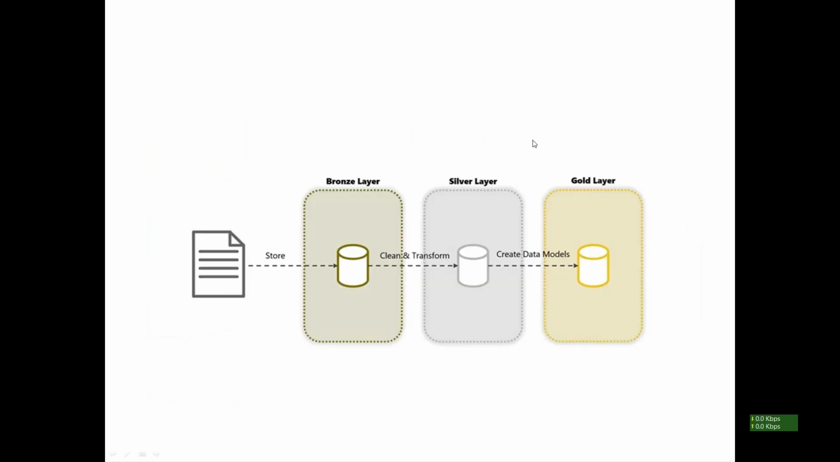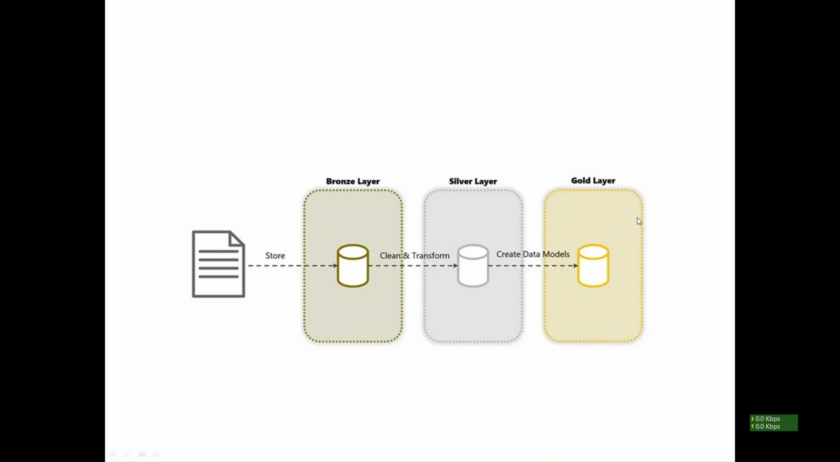Next, there are three layers in ETL testing. One is the bronze layer, the next is the silver layer, and the next is the gold layer. These three layers are often used. They refer to different stages or environments in the data processing pipeline.